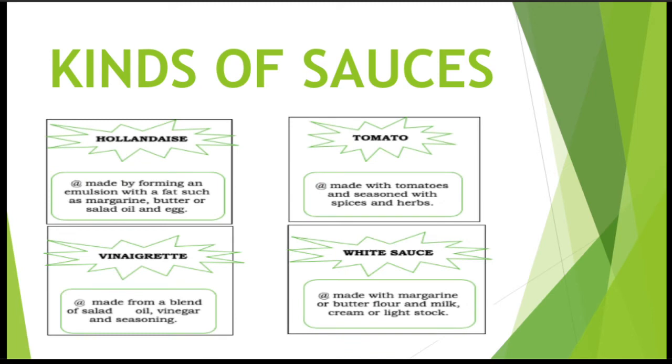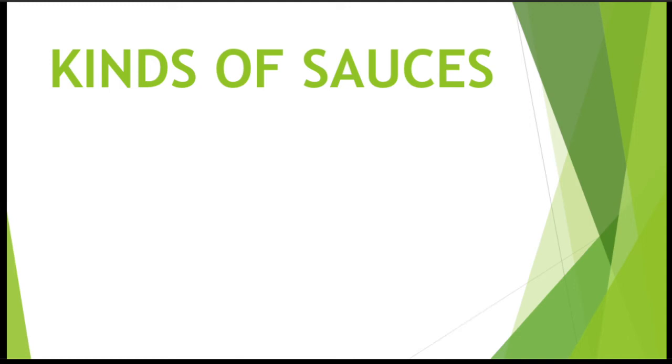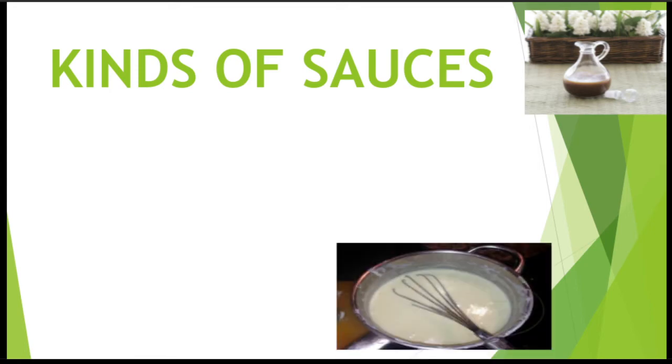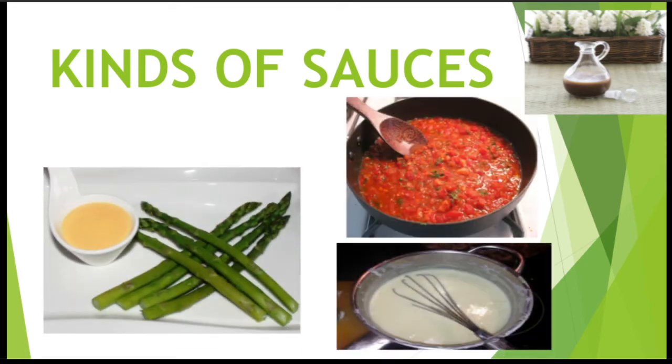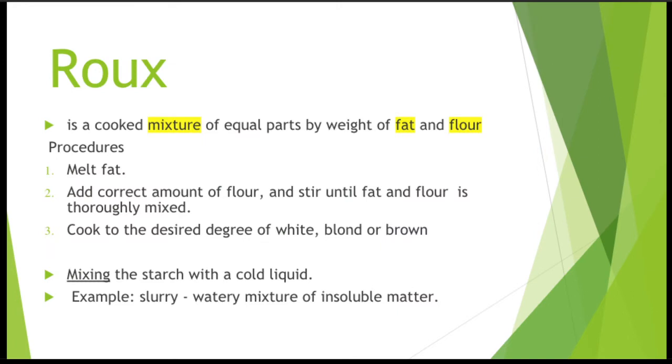The hollandaise sauce is made by forming an emulsion with a fat such as margarine, butter, or salad oil and egg. For the tomato, it is made with tomatoes and seasoned with spices and herbs. Vinaigrette is made from a blend of salad oil, vinegar, and seasoning. White sauce is made from margarine or butter, flour, and milk, cream, or light stock. These are the different classifications and kinds of sauces.